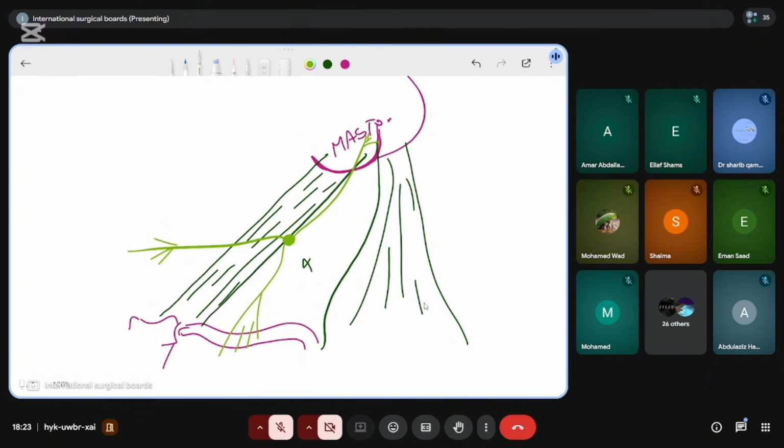This point is called Erb's point. This is called Erb's point. Erb's point, or called punctum nervosum, whatever you like, okay? Punctum nervosum.